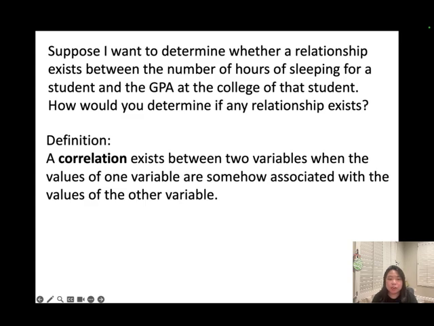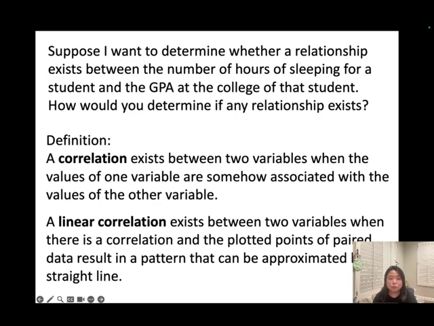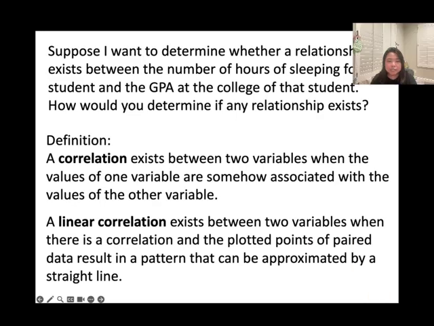Correlation. A correlation exists between two variables when the values of one variable are somehow associated with the values of the other variable. We have different kinds of correlation, and for our course, we only want to learn about the linear correlation. A linear correlation exists between two variables when there is a correlation and the plot points of paired data result in a pattern that can be approximated by a straight line.